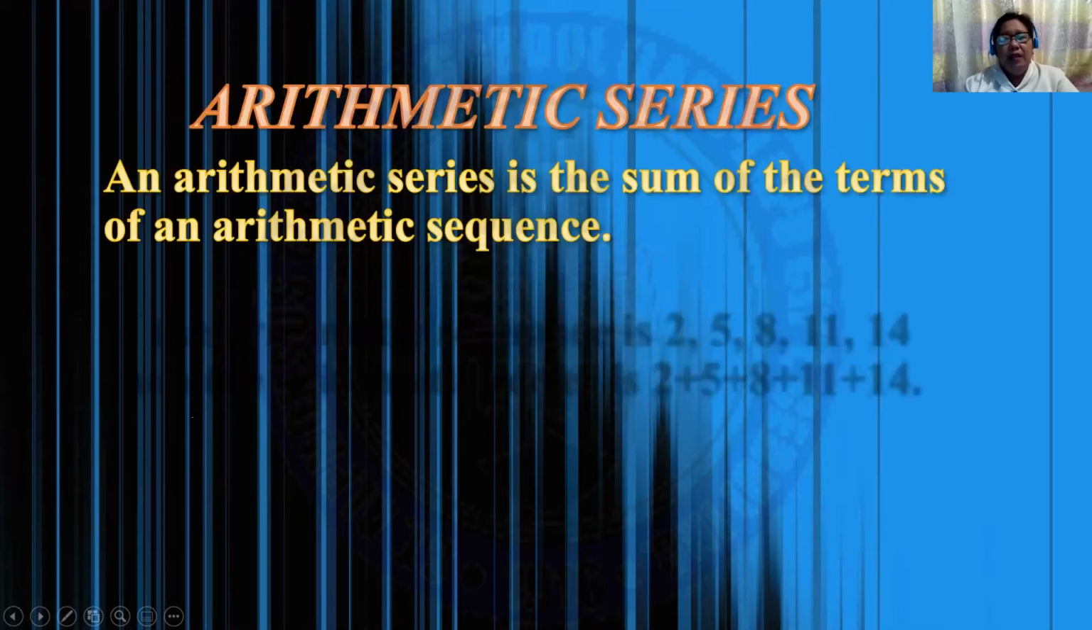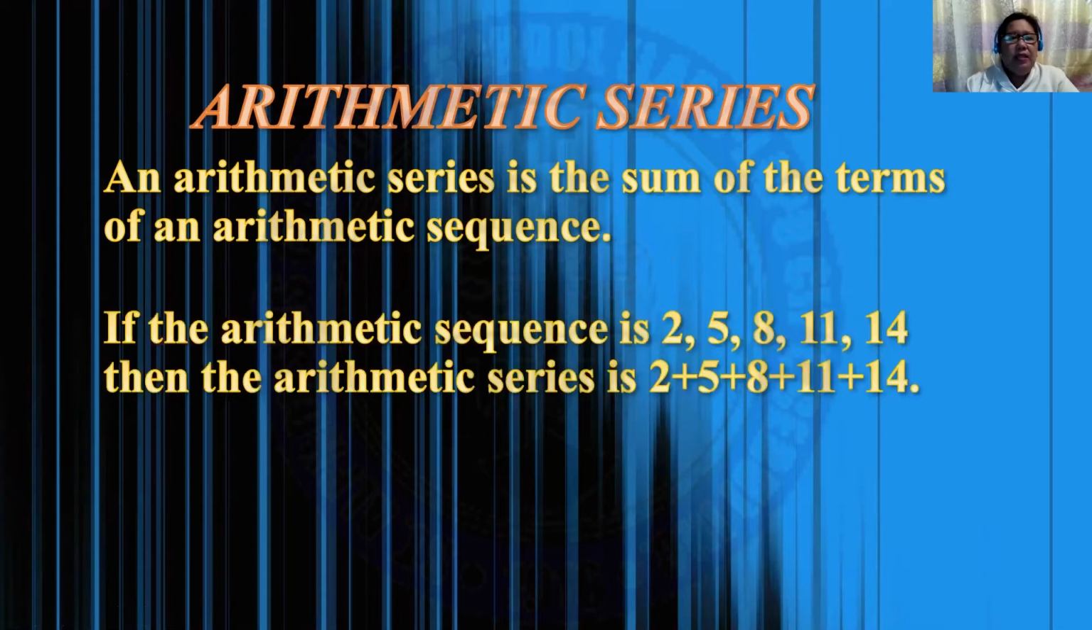For arithmetic series, an arithmetic series is the sum of the terms of the arithmetic sequence. If the arithmetic sequence is 2, 5, 8, 11, 14, then the arithmetic series is 2 plus 5 plus 8 plus 11 plus 14.